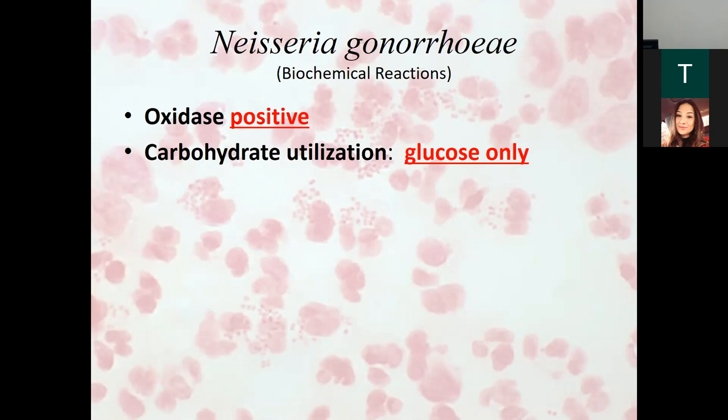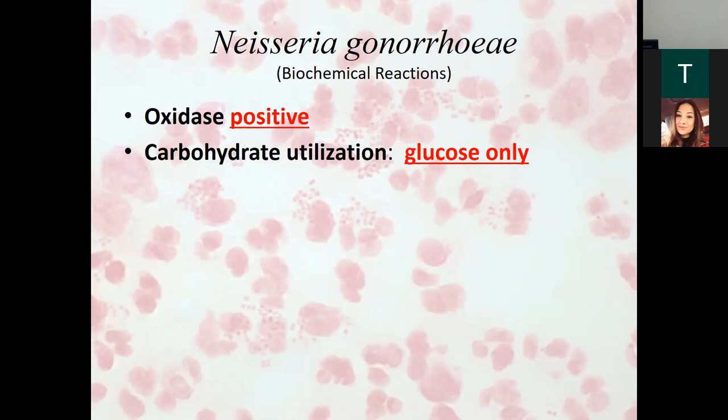So if you had something growing on chocolate that didn't come up the first day but came up the second day, and you wanted to check it for oxidase real quick, you just swab it, get your little vial, break it, put a drop on there, look at it, and it turns purple.